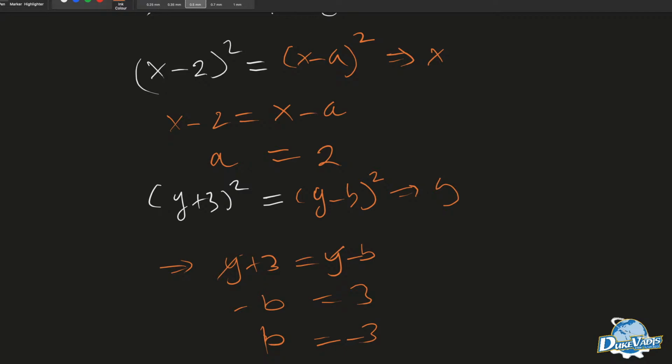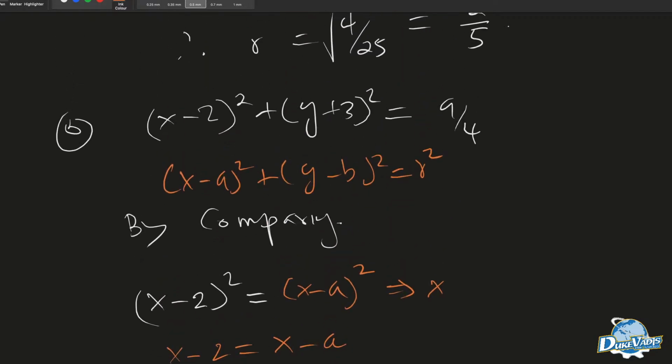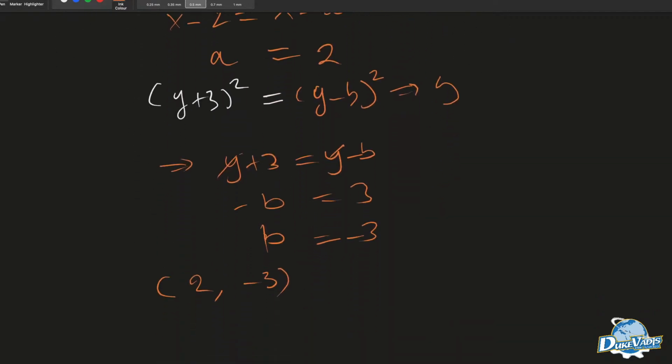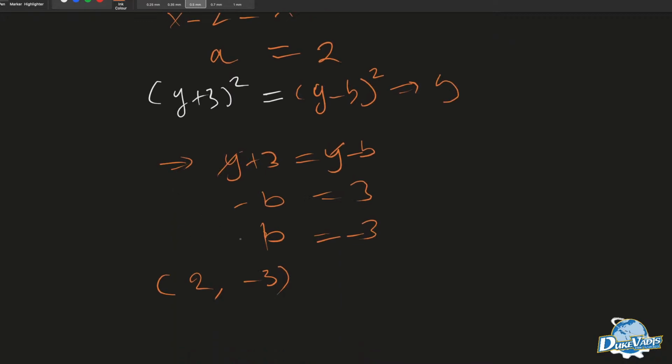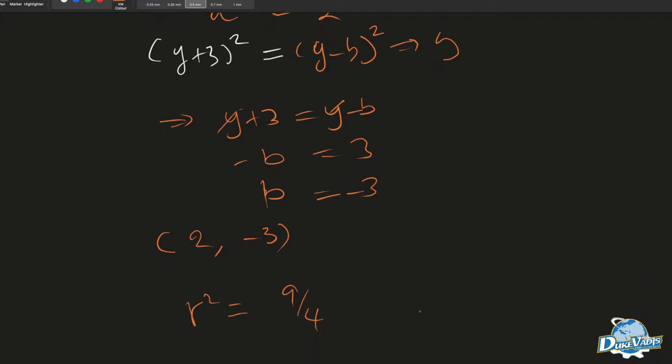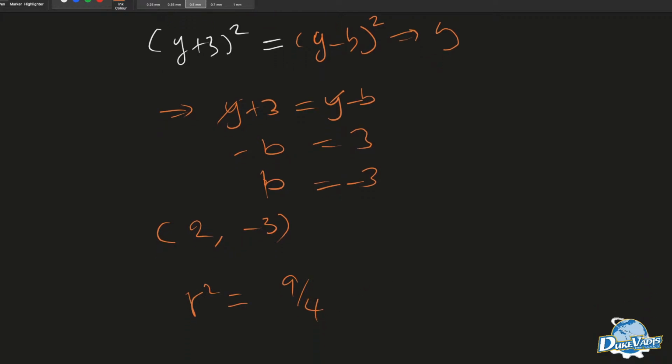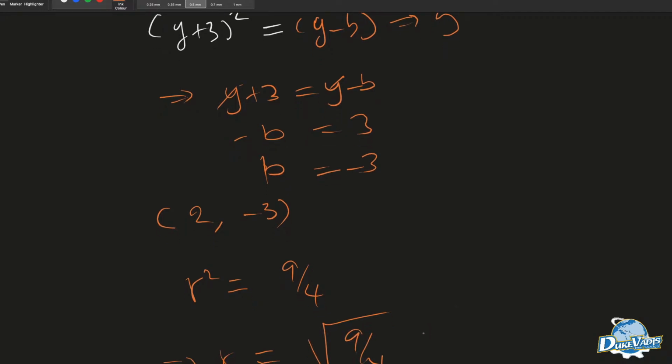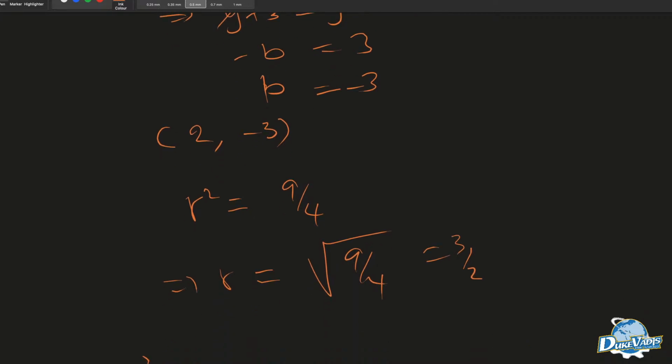But what about the radius? The radius is 9 over 4, meaning r squared is equal to 9 over 4. So it implies r is equal to the square root of 9 over 4, giving us 3 over 2. So therefore, our coordinates are 2, negative 3, and the radius is 3 over 2.